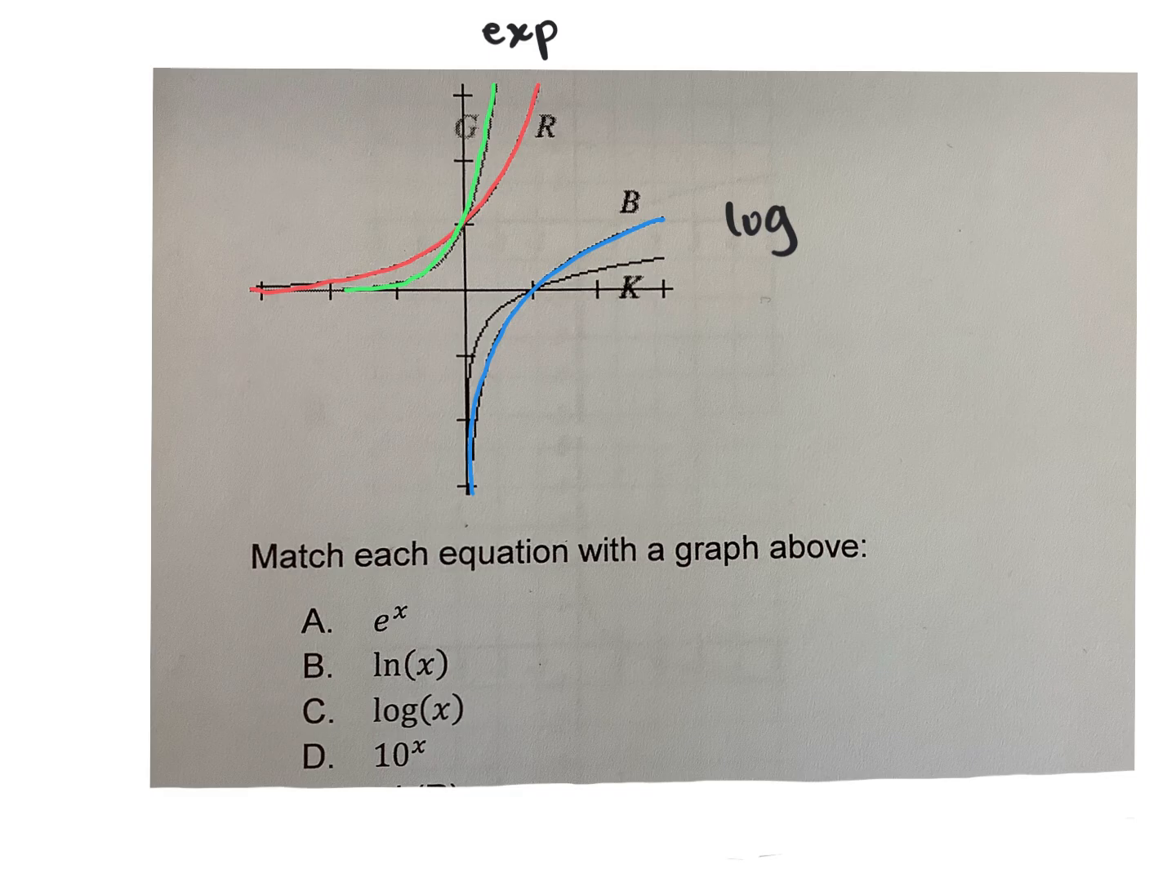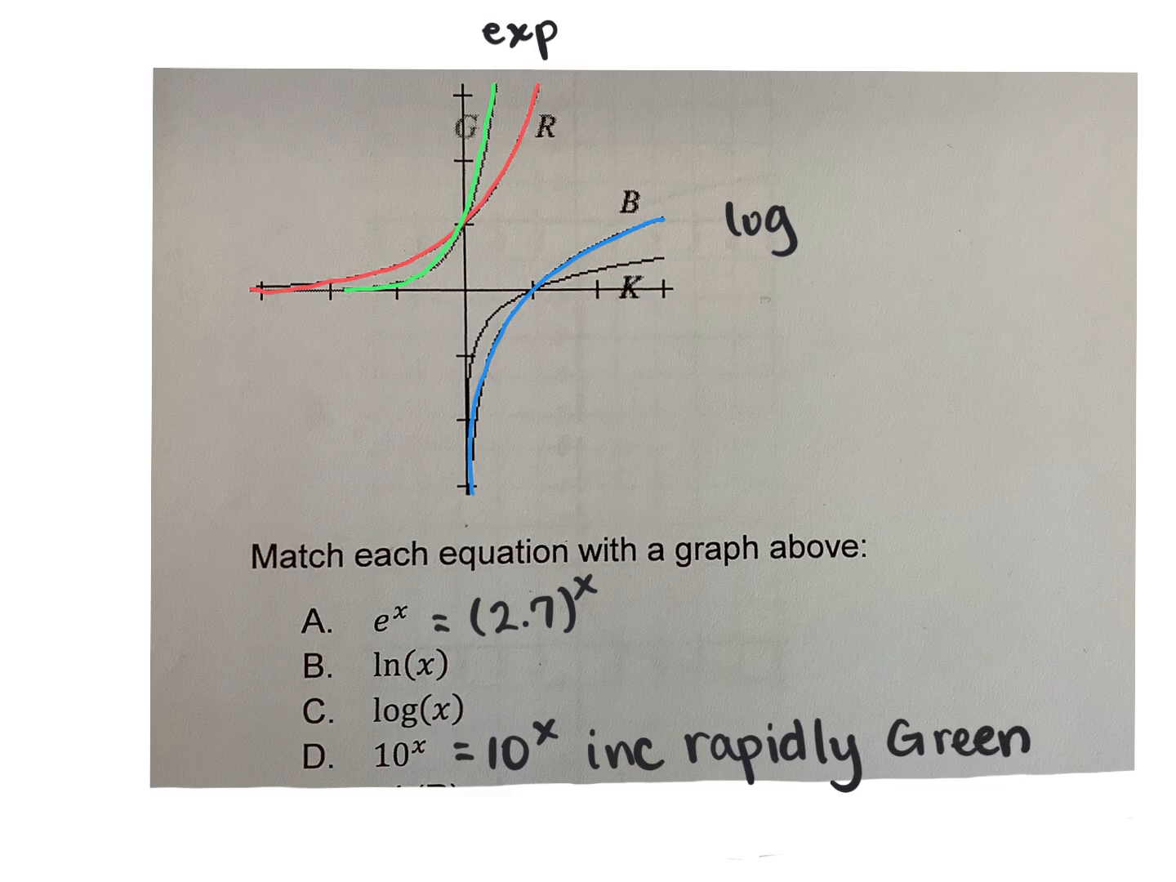So if I look at this, I have e to the x, which is a base of roughly 2.7. I'm approximating. And then this one is 10 to the x. So I know that if I have 10 to the x, this one is going to increase very rapidly. It's not going to take very long to shoot up very dramatically. So that's going to be the green graph. And then that only leaves e to the x to be your red graph.